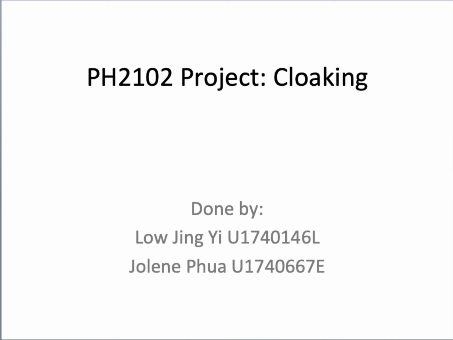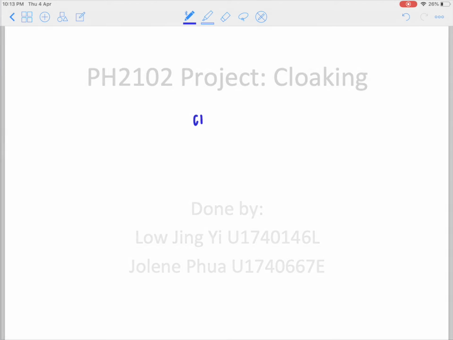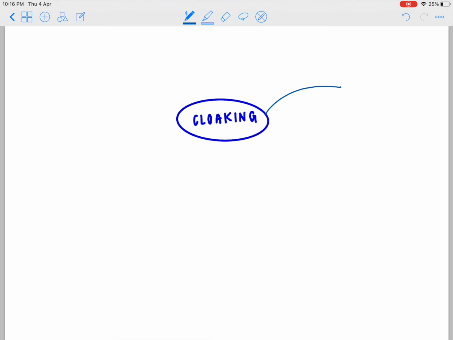Hi everyone. So today we're going to be talking about cloaking, like the kind of invisibility cloaking you see in Harry Potter movies. Normally when we see objects, it's because light travels in straight lines and bounces off objects and into our eyes, and therefore we are able to see it.